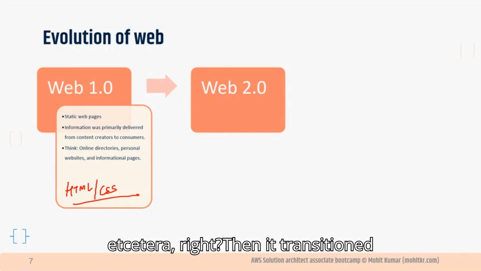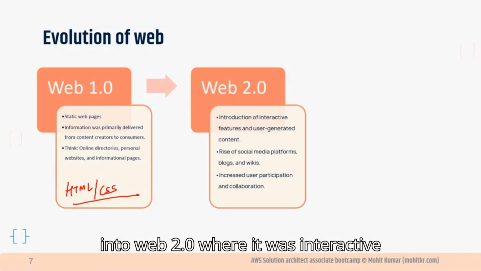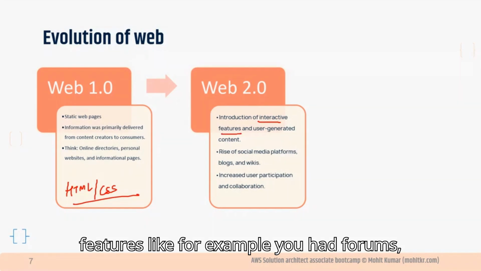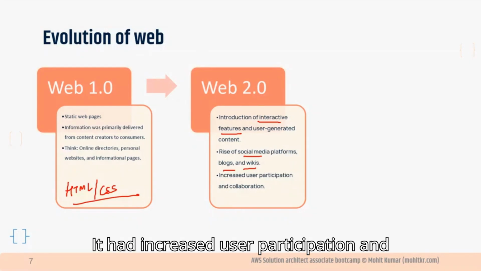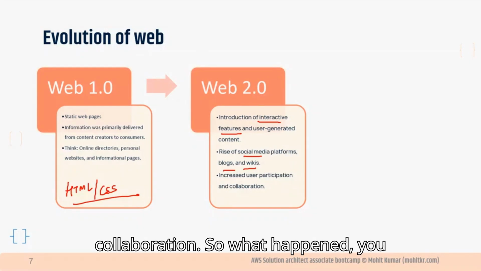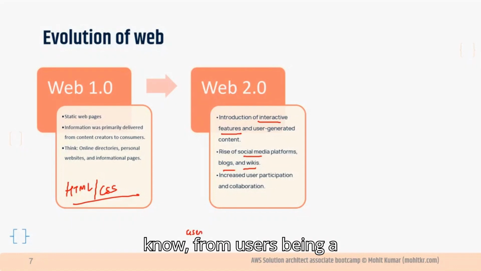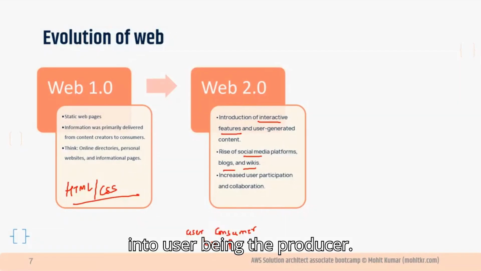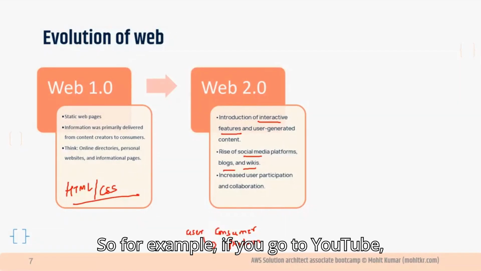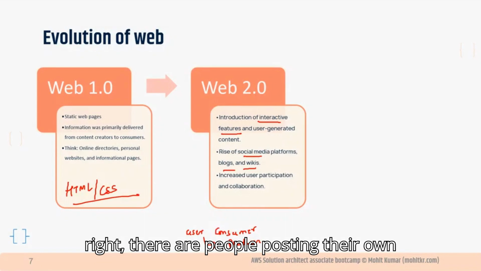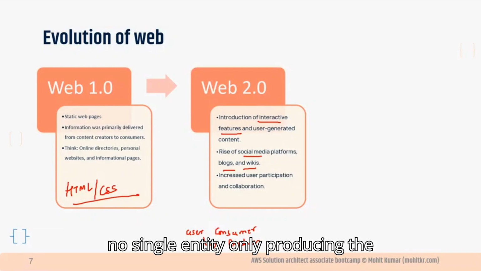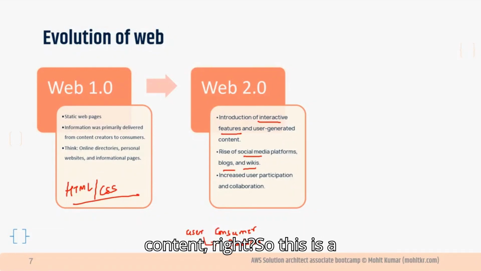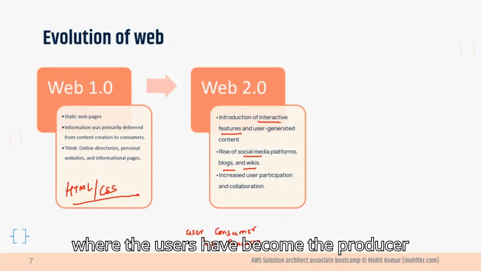Then it transitioned into Web 2.0, which had interactive features, for example forums, social media, blogs, and wikis. It had increased user participation and collaboration. From users being consumers, they became producers. For example, on YouTube there are people posting their own videos, so they are the users as well as the producers. There's no single entity only producing the content. So this is where the users have become the producer.